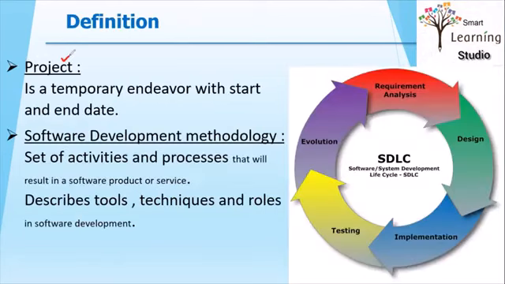Let us start with the project definition. Project is the first term which you will come across whenever you start a development. It is a temporary endeavor with a start and end date. The result is a software product or a service. What is software development methodology? It is a set of activities and processes that will result in a software product or a service. Finally, it revolves around tools, techniques, and rules.